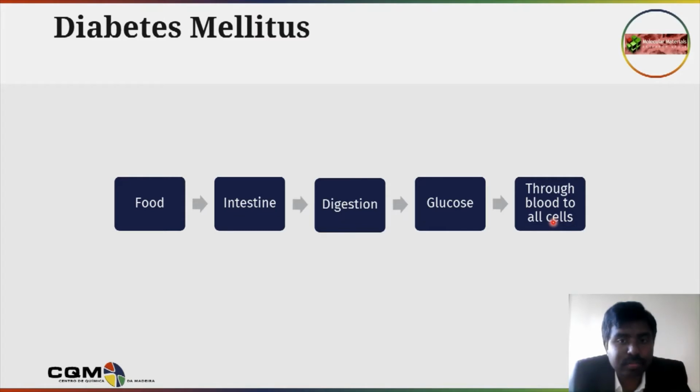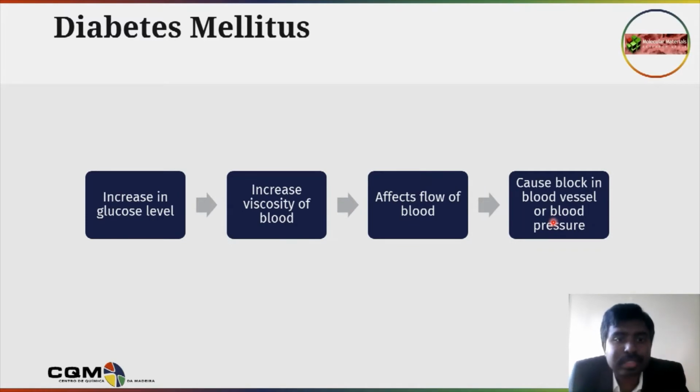So this is how the glucose goes to all the cells, and this glucose should be converted into energy form, into ATP, which I will explain in later slides. So this glucose will be converted into energy, which is required for the cells to work and provide you energy. In diabetes, the glucose level will increase in blood, which will increase the viscosity of the blood, and because of the increase in viscosity, this will affect the flow of blood, and which will cause a block in blood vessel or blood pressure.